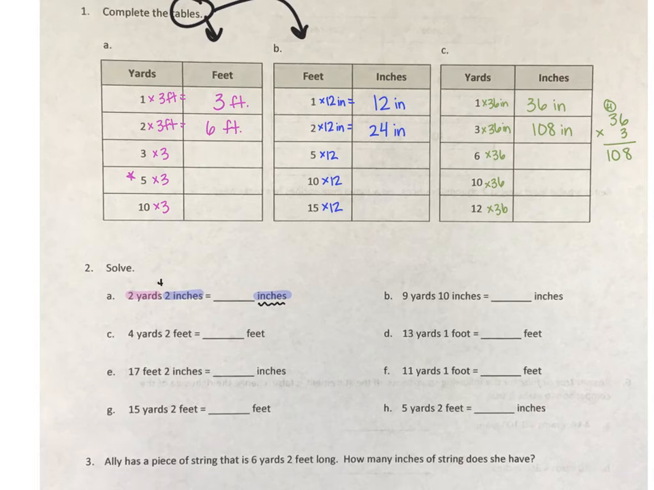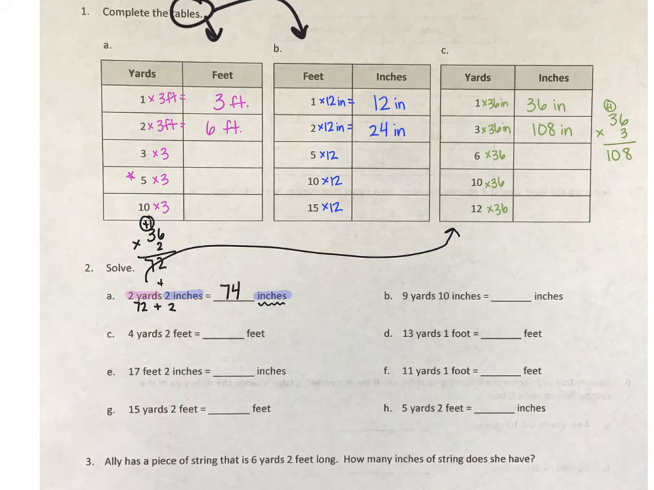What we did up here already is we looked at how many yards went to inches over here. So we have to say 2 yards times 36. So I'm going to say 36 times 2. 6 times 2 is 12. Put down the 2. Regroup the 1. 2 times 3 is 6. Plus 1 is 7. So I essentially have 72 inches plus 2 inches is going to give me 74 inches altogether.